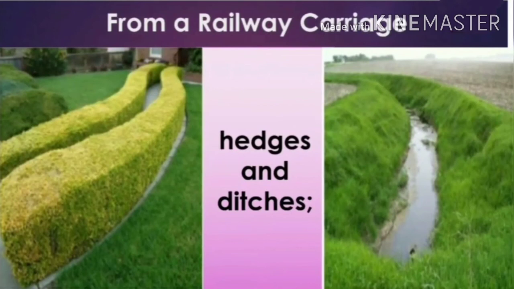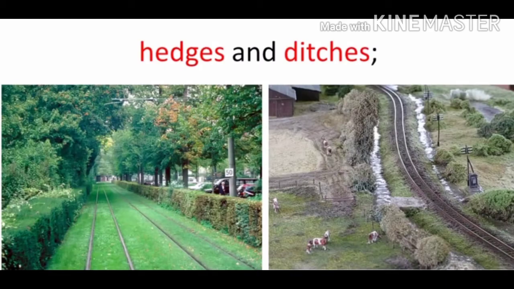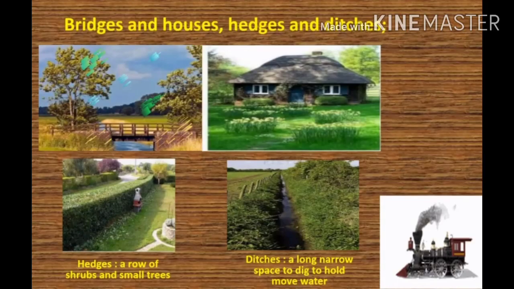Hedges and ditches. The train passes not only through bridges and houses, but also through the beautiful hedges and ditches. It also leaves behind them. Let's see the meanings. Hedges are a row of shrubs and small trees, while ditches are long, narrow spaces dug to hold or move water.